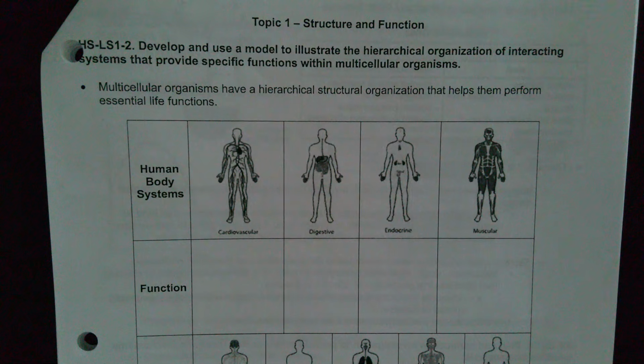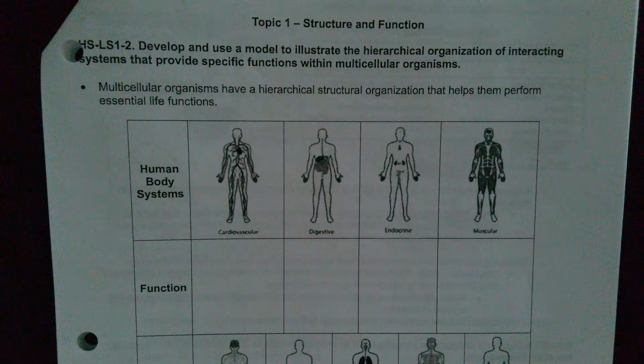Develop and use a model to illustrate the organization of interacting systems that provide specific functions within multicellular organisms. Right below here, I have all the human body systems. You should be familiar with them and their general function. They might get more specific with what they do. Hopefully, whatever is more specific will be in the reading, but we're going to try to just give a general overview for each of the systems.